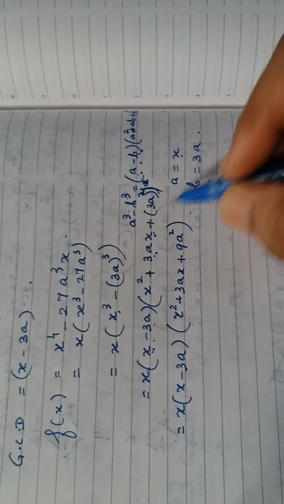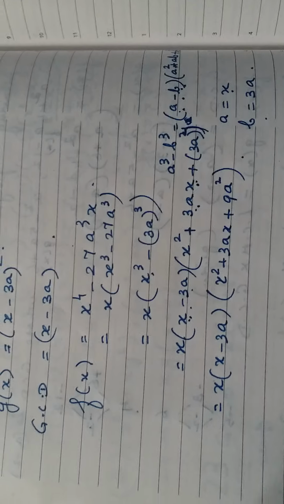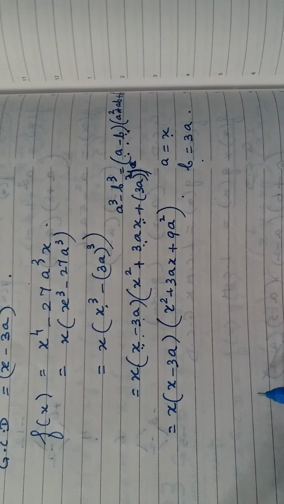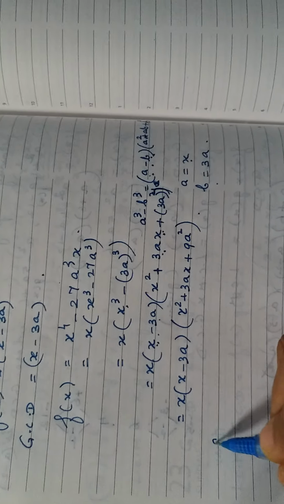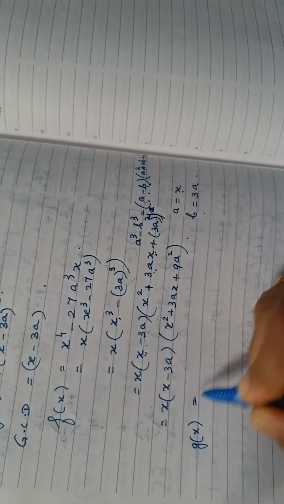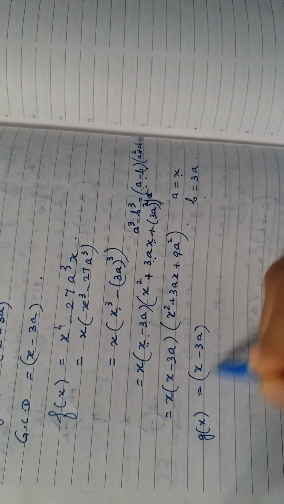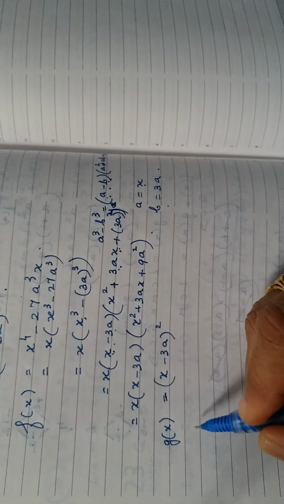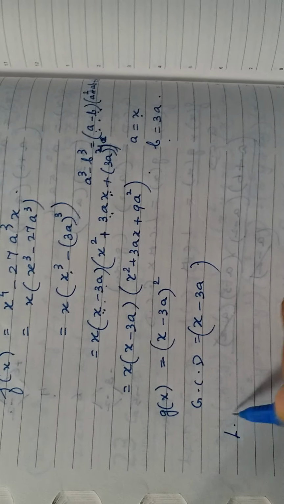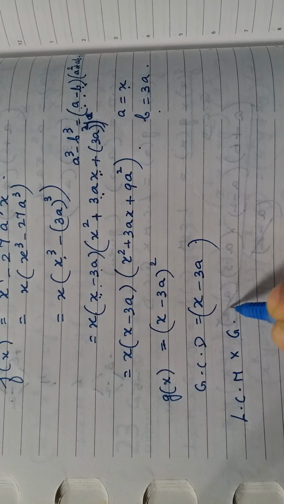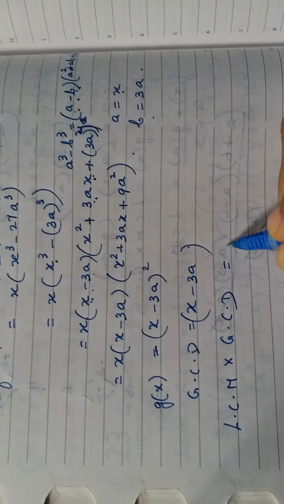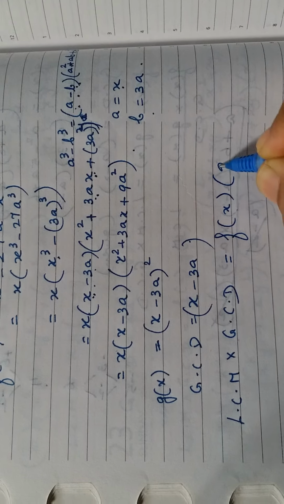Now you can take up the next one, g(x). Your g(x) is equal to (x minus 3a) whole square. You have it as it is. Next you come to your GCD. Your GCD is equal to x minus 3a. So now you know your formula: LCM into GCD is equal to f(x) into g(x).